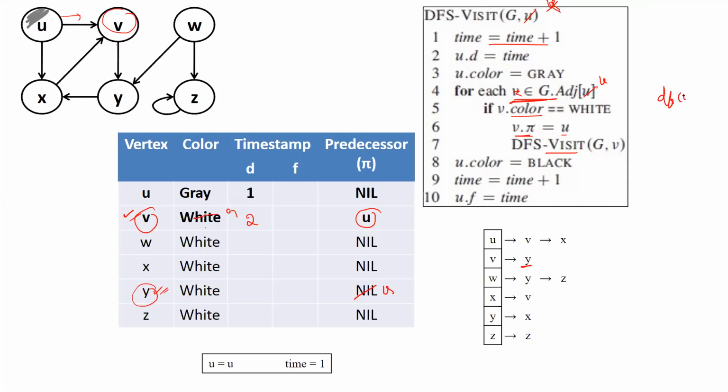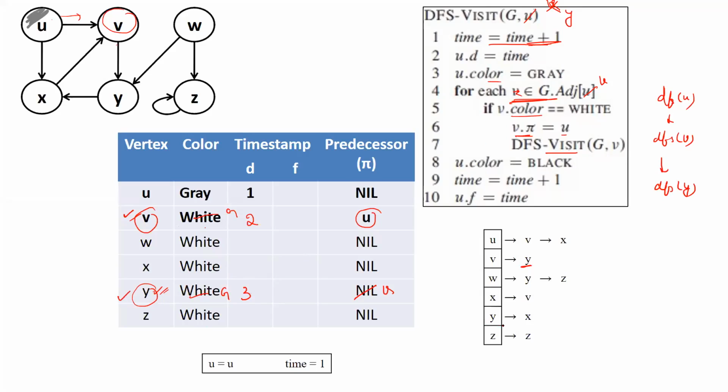This is the sequence we are now following. DFS of U is calling DFS of V. DFS of V has called DFS of Y. Now we are at DFS of Y. When you are using DFS of Y, the timer is again incremented by 1 step. The discovery time is 3 units, and the color is now gray for this vertex.